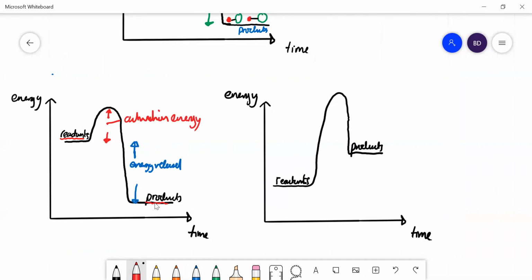Let's look at the endothermic on the right hand side. You can tell it's endo because look, the reactants have got less chemical energy in them than the products have. And so that amount of energy, that's the net energy taken in.